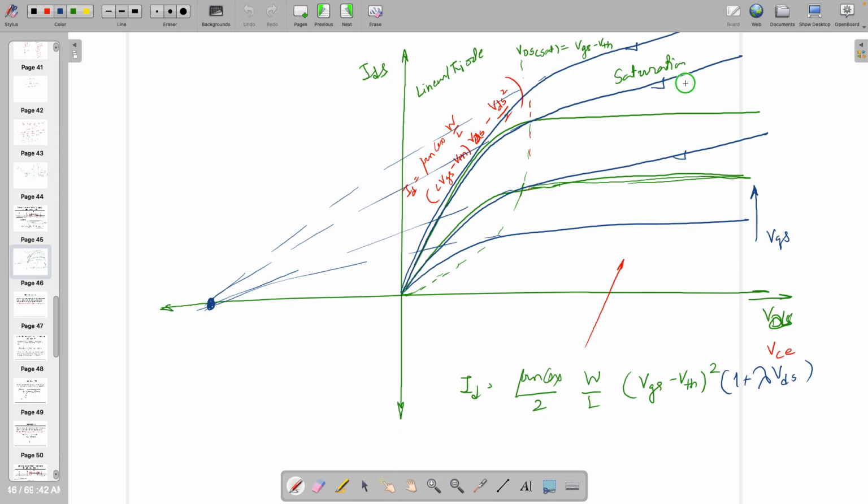And whenever you take del ID by del VDS, that is going to give you 1 by the value of resistance. Some people call it RDS, with a small letter r and DS. You can also call it RO. Different books follow different notations. If you are seeing RO or RDS, both are the same, the channel length modulation resistance. So do not get confused with different notation.